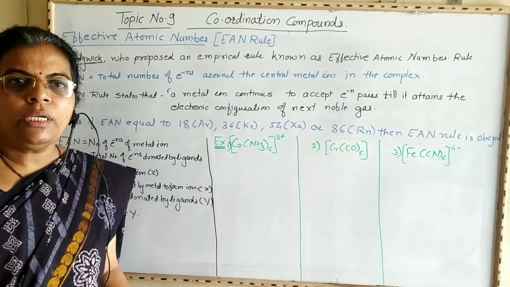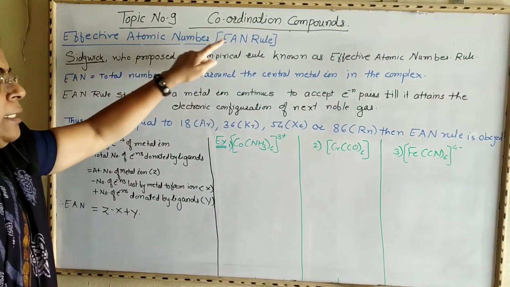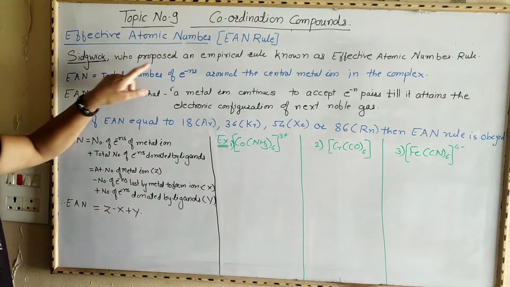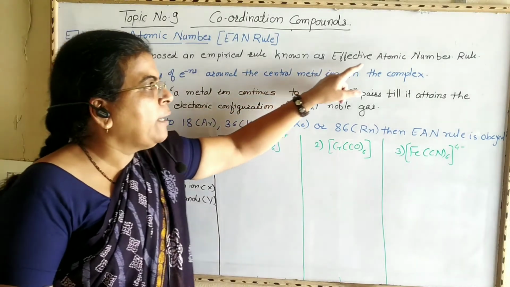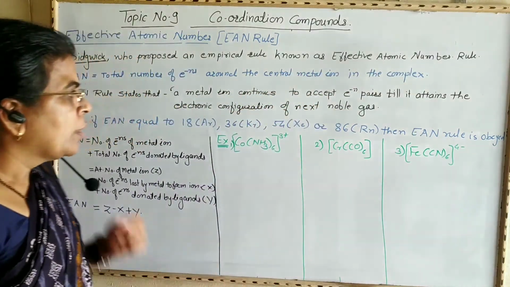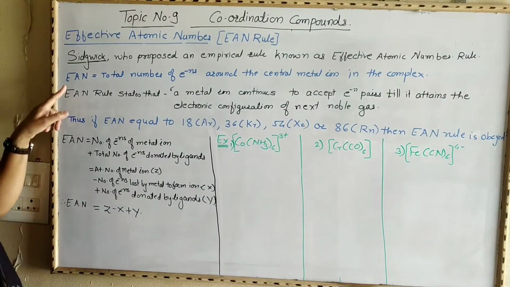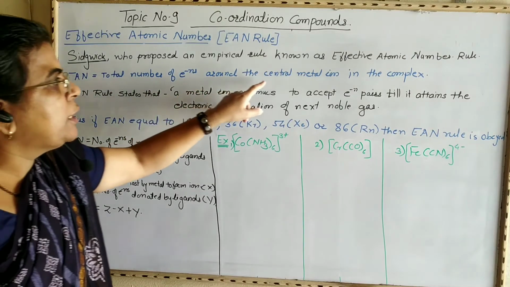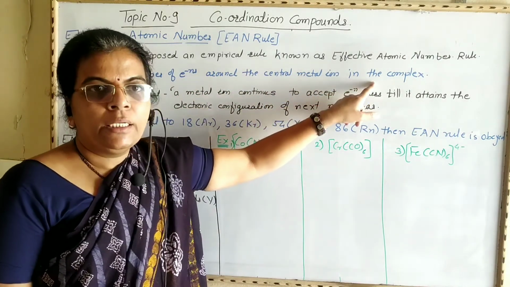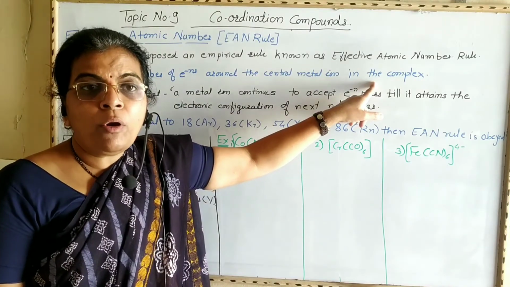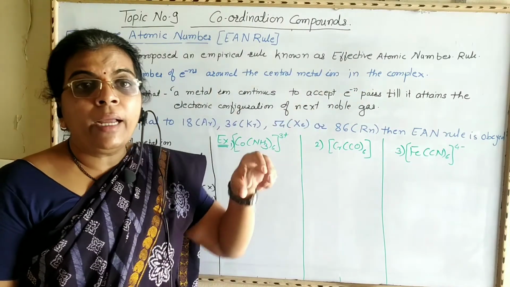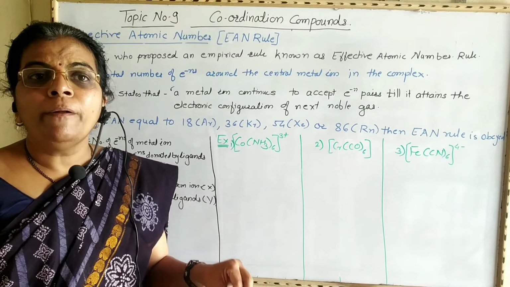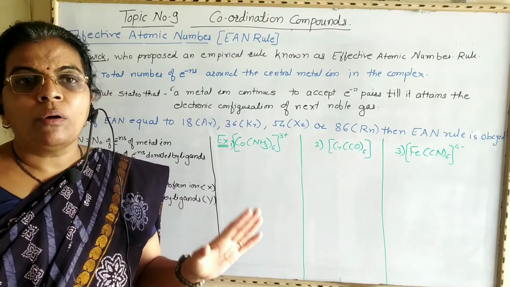Next point we are going to see effective atomic number, that is the EAN rule. Now the scientist Sidgwick proposed an empirical rule known as the effective atomic number rule. Here EAN, that is effective atomic number, is equal to the total number of electrons around the central metal ion in the complex. That is, in the complex, the total number of electrons surrounding the central metal ion is nothing but the effective atomic number of the central metal ion of the complex.